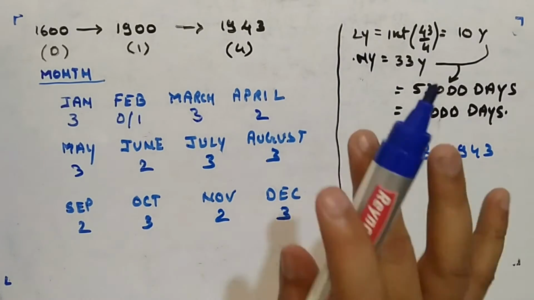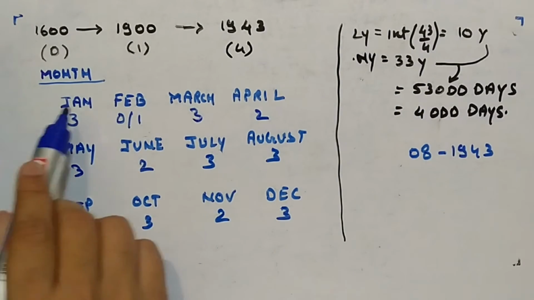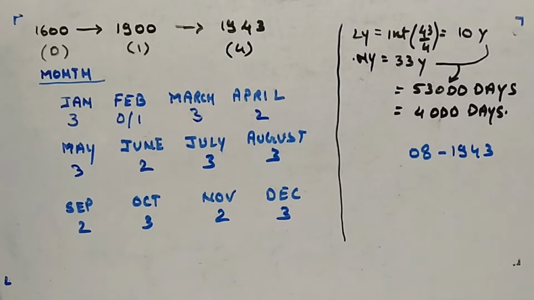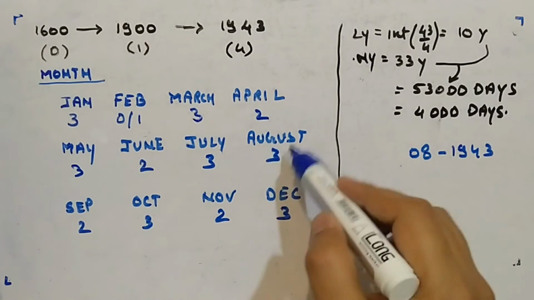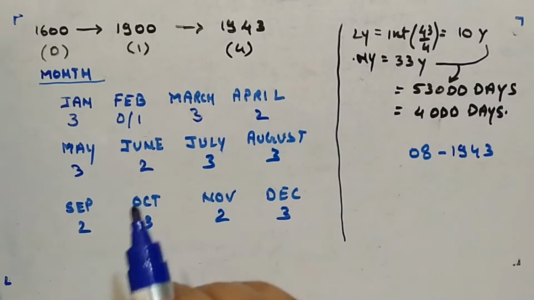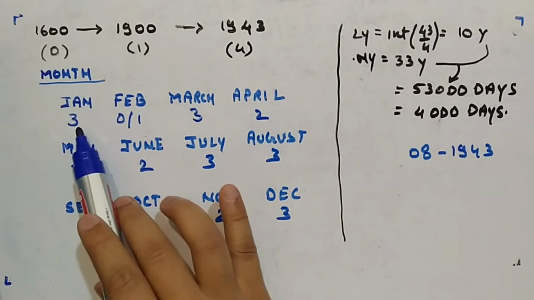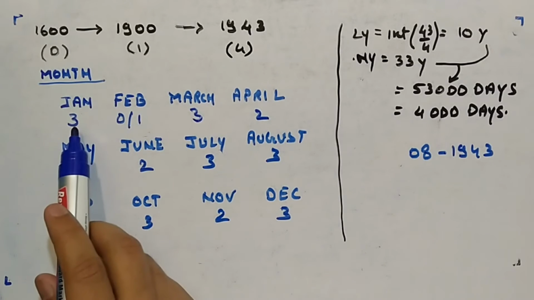Only for August you don't have to count. You have to count starting from January until August. If you reach August, it means this month has been passed, right? That is why you have to start counting from January. January has 3 odd days.